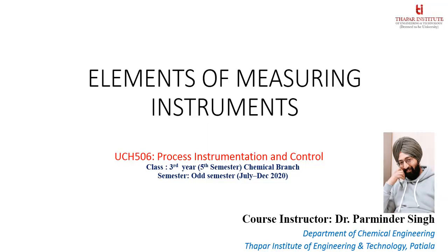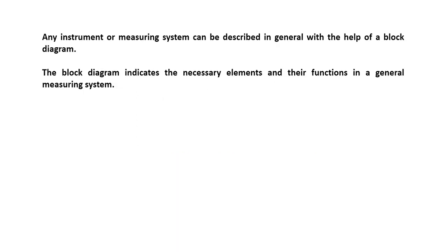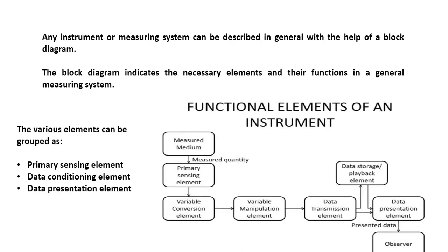Hello students, today's topic is elements of measuring instruments. Now any instrument or a measuring system can be described generally with the help of a block diagram. Now this block diagram basically indicates the necessary elements and their functions in general for measuring any system. Now let's look at that block diagram.